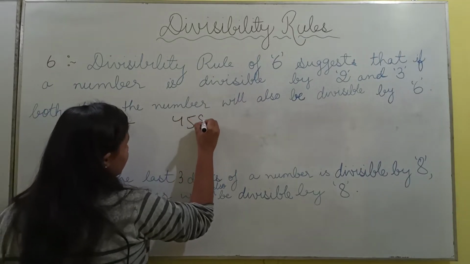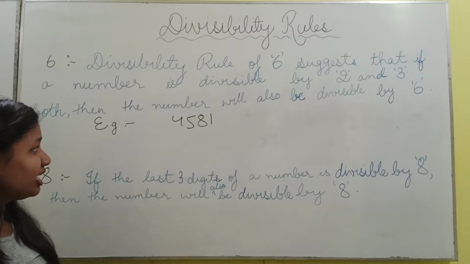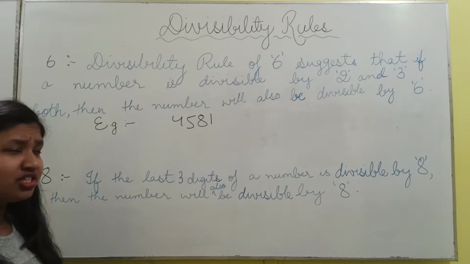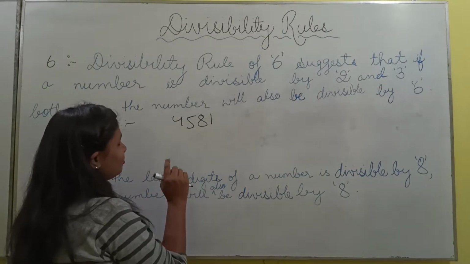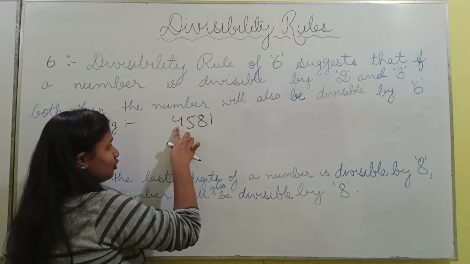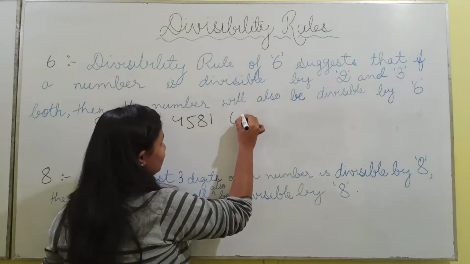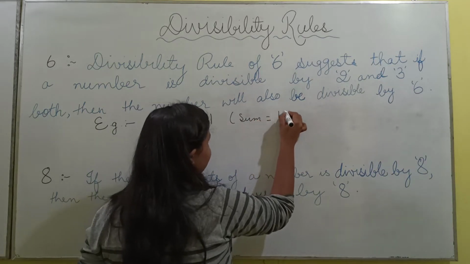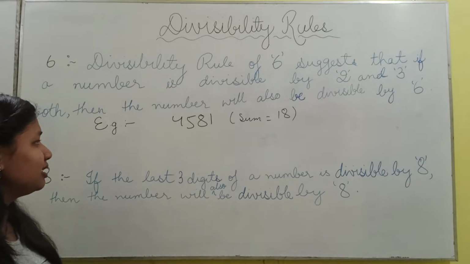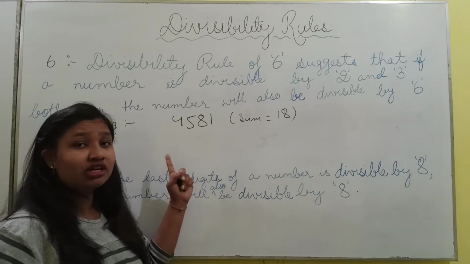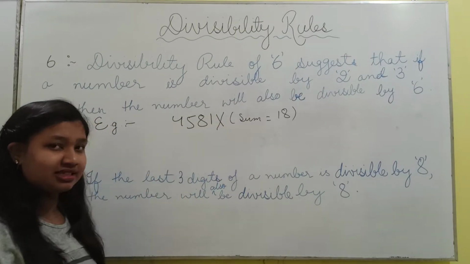4, 5, 8, 1. Is this number divisible by 2? No, right? But is this number divisible by 3? So according to the divisibility rule of 3, if we add up the digits of the number, 5 plus 4 is 9, 8 plus 1 is 9, and 9 plus 9 is 18. So the sum of the digits equals 18. Since 18 is divisible by 3, this number will also be divisible by 3. But since it is not divisible by 2, this number will not be divisible by 6.